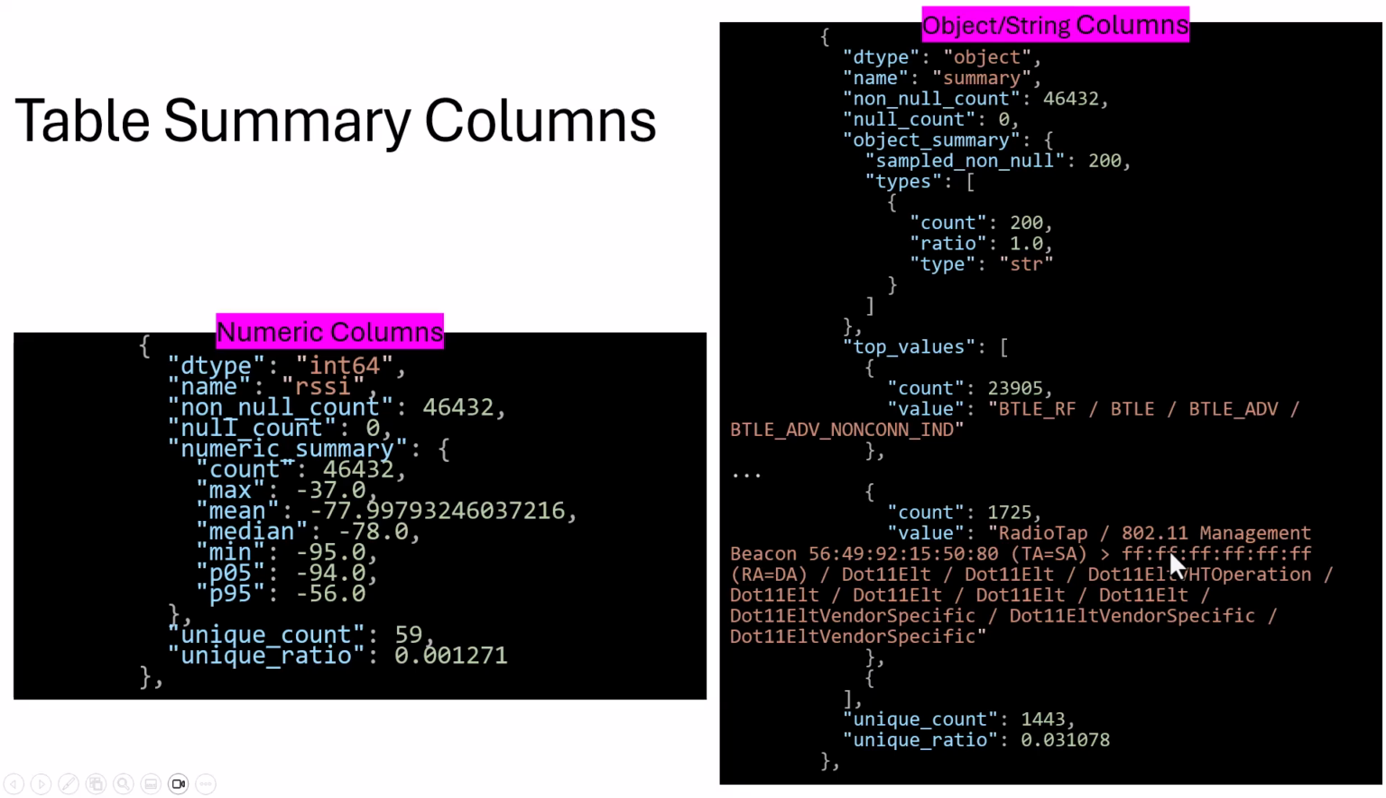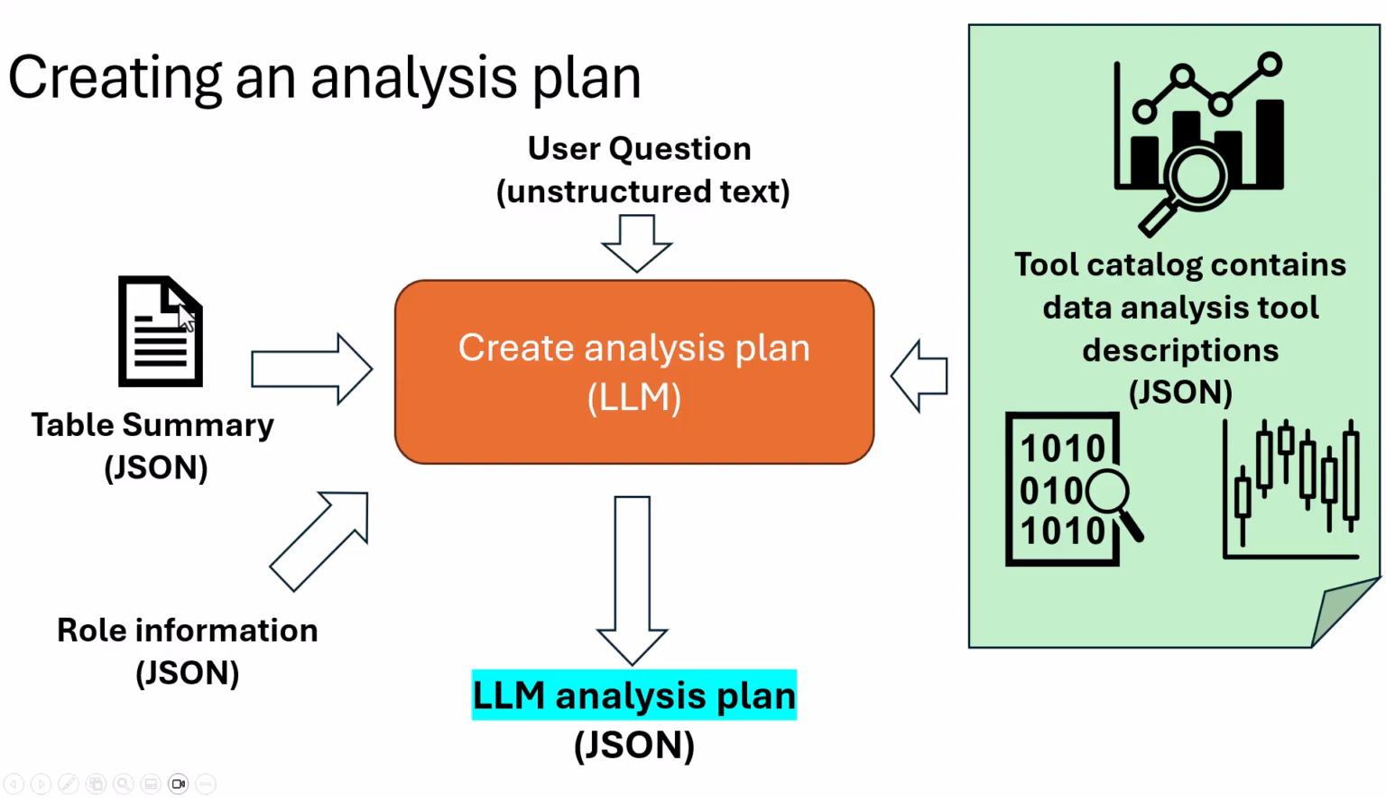And this would be a Wi-Fi packet that's similarly showing what the layers look like. So all of this is then given to the large language model to help it form a data analysis plan. That table summary that we saw is sent to the create analysis plan step, along with the user question, and then a tool catalog, which describes what the tools are that the LLM can tell the laptop to do for the analysis. And the LLM creates a plan in JSON format for the laptop script to then use to do the analysis.